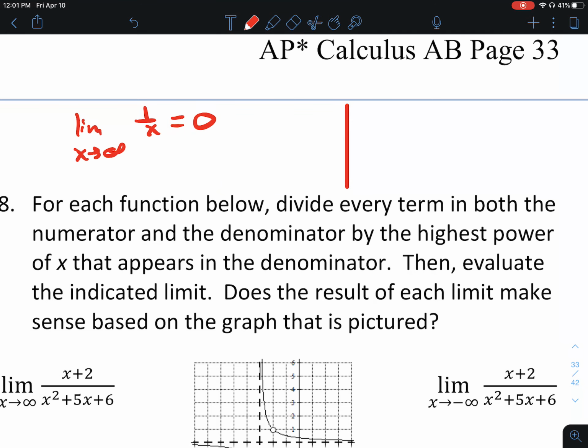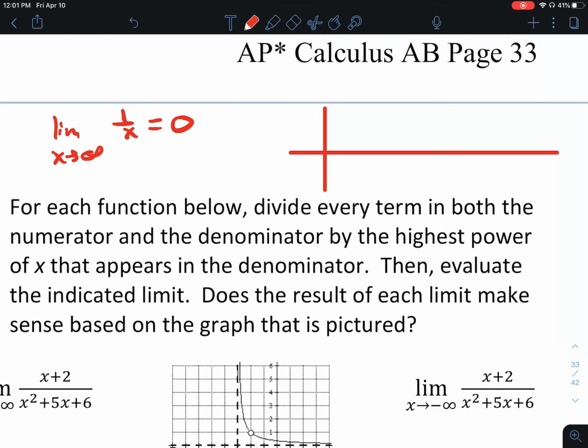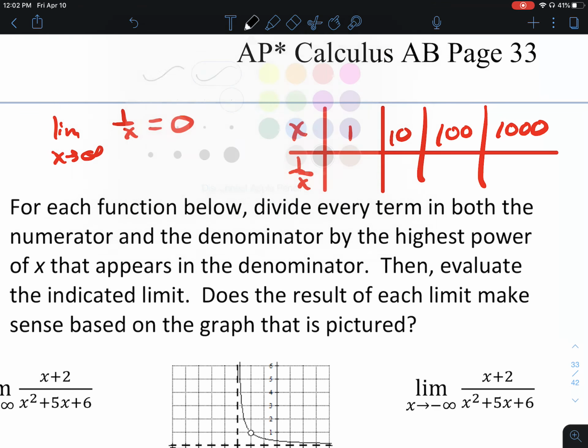Using a table of values, let me try to illustrate this. Say we have x and we have 1 over x. I'm going to approach infinity. So let's say we have 1, and then 10, and then 100, and then 1,000, etc. If I put a 1 into this, 1 divided by 1 is 1. If I put a 10 in it, it's going to be 1/10. If I put 100, it's going to be 1/100th. If I put 1,000, it's going to be 1/1,000th. Hopefully you can clearly see as x gets bigger, these y values are getting closer and closer to 0.